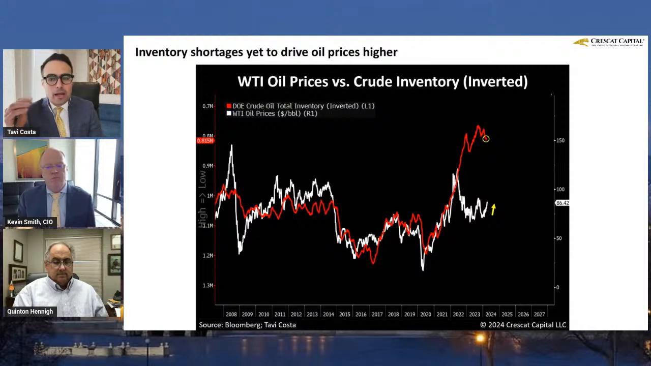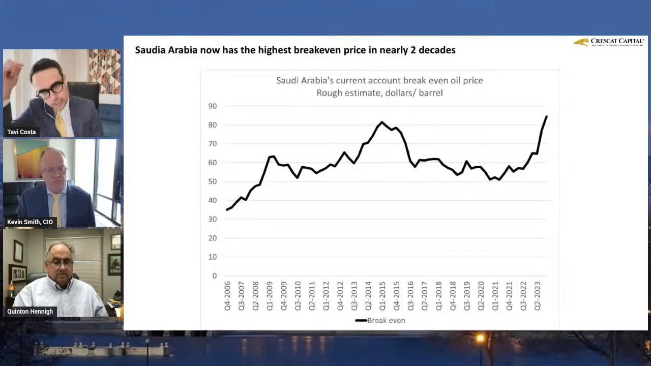And I think that the white line could easily be trading at $130 a barrel in an environment, especially with a geopolitical premium that I believe is not really priced in the curve whatsoever in the energy space. So let's go to the next chart.